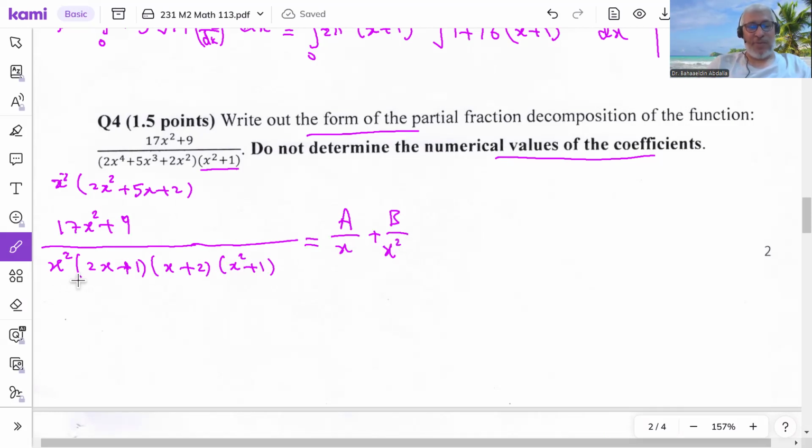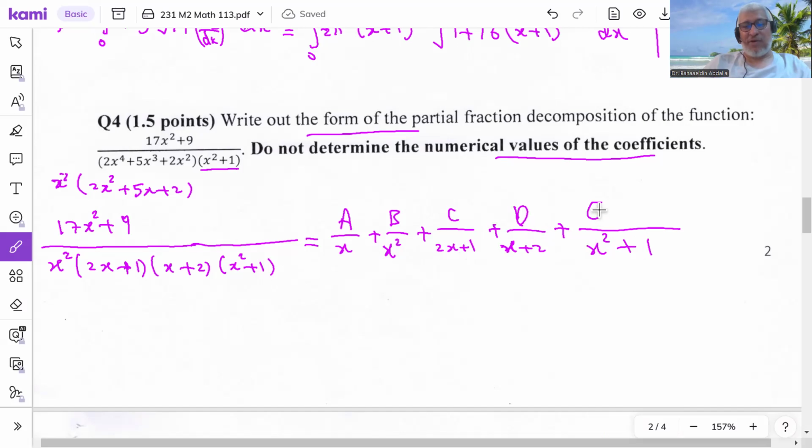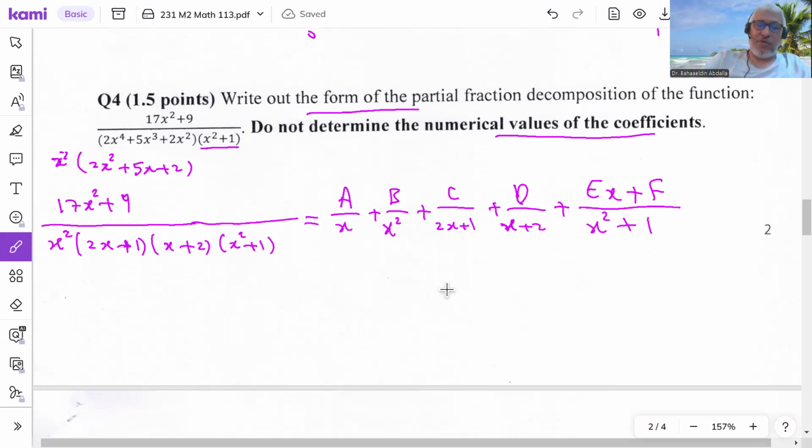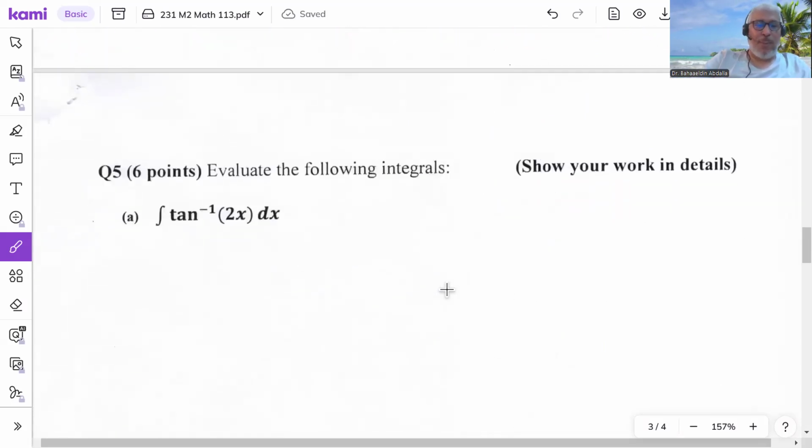This is a repeated linear factor, so we do like this. 2x plus 1 is not repeated and it is linear. X plus 2 also is linear and it is not repeated. And finally, x squared plus 1, which is an irreducible quadratic factor. I have here to write a linear function. So ax plus f, this will do, and that's the answer.